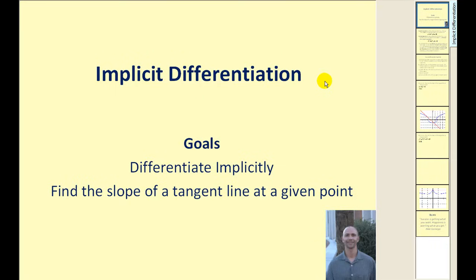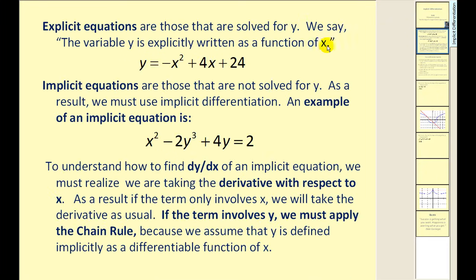Welcome to Implicit Differentiation. The goals of this video are to differentiate implicitly and also to find the slope of a tangent line at a given point. Explicit equations or functions are those that are solved for y. We say the variable y is explicitly written as a function of x when it is solved for y, as we see here.